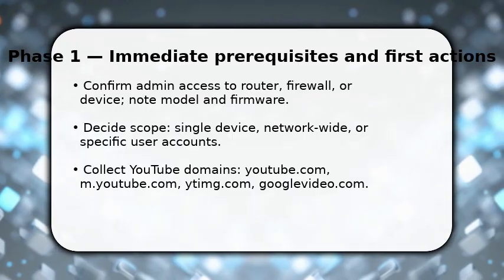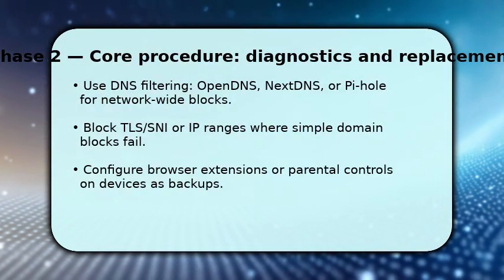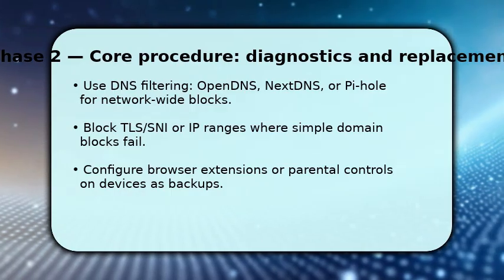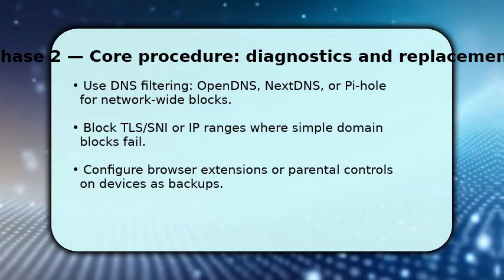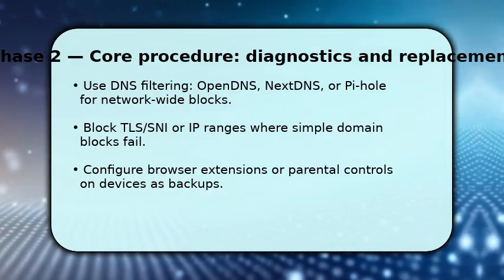Once domain blocking is set, strengthen it with DNS filtering. Point your network to OpenDNS, NextDNS, or run Pi-hole. Add YouTube domains to the block list so DNS never resolves them.